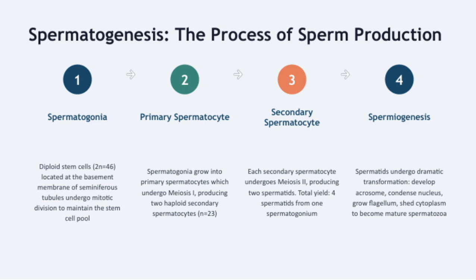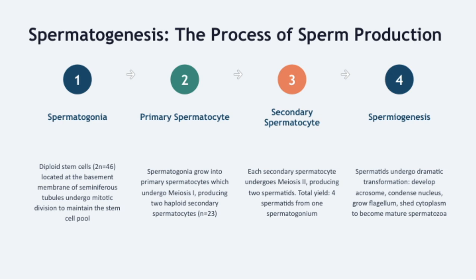Then, each secondary spermatocyte quickly undergoes meiosis II, which results in the formation of 2 spermatids per secondary spermatocyte. This means from one spermatogonium, we ultimately get 4 spermatids. Finally, these spermatids undergo a remarkable transformation during spermiogenesis.